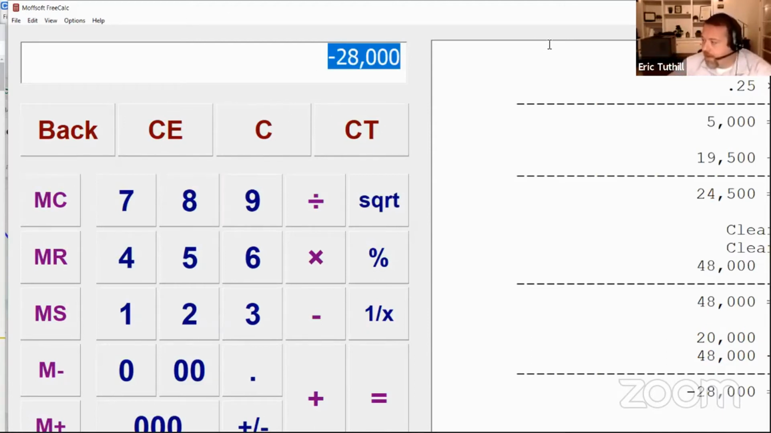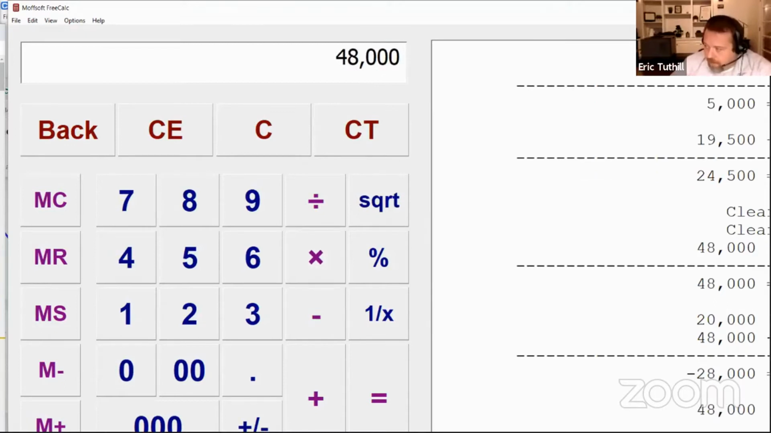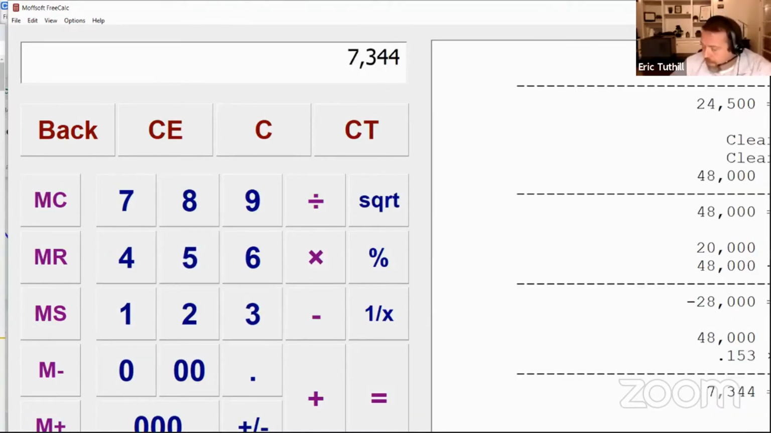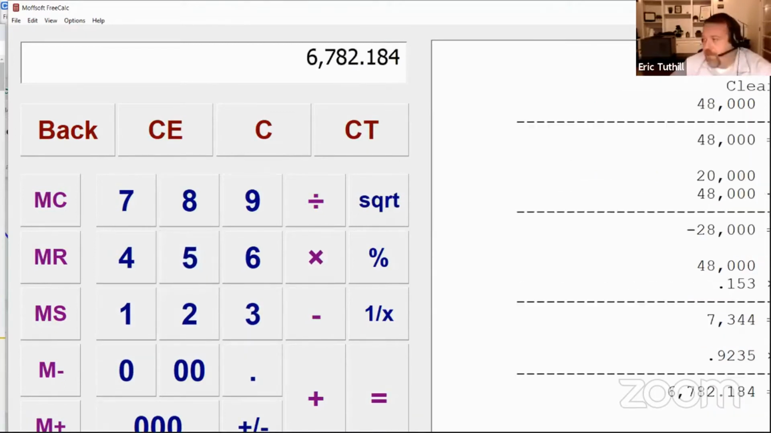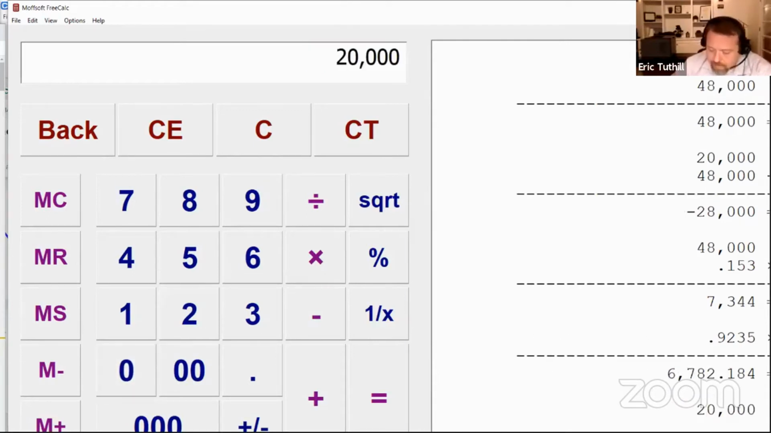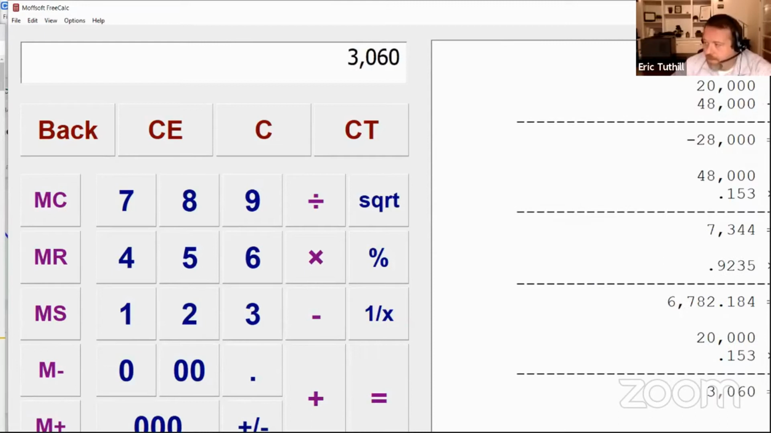So now instead of paying on $48,000, 0.153 times 0.92, there's just a little factor here that we got to use, $6,782, right? Instead of paying the $6,782, we're going to take $20,000. We're going to only pay 15.3% on it. So we're going to pay a total of $3,060, right?